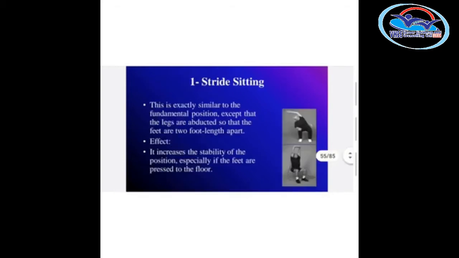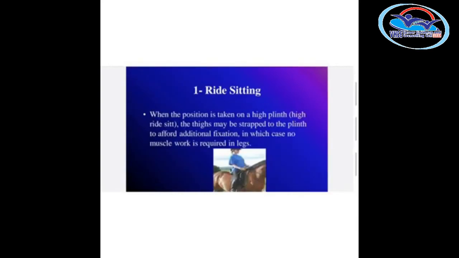The first one is straight sitting. This is exactly similar to the fundamental position, except that the legs are abducted so that the feet are two foot lengths apart. It increases the stability of the position, especially as the feet are pressed on the floor. Okay, and the second one is ride sitting. The patient sits like riding on a horse. Okay, that's called ride sitting.